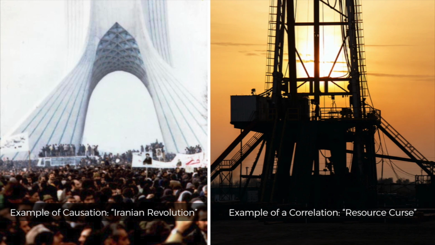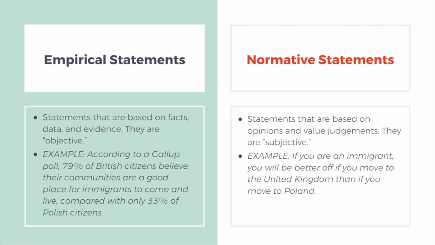There are several explanations for this phenomenon that we're going to be studying later on in our course. For now, it's just important to remember the difference between causation and correlation. One last thing that we should talk about is the difference between empirical and normative statements. In a nutshell, empirical statements are those that are based on facts, while normative statements are based on value judgments or opinions. Here's a great example.